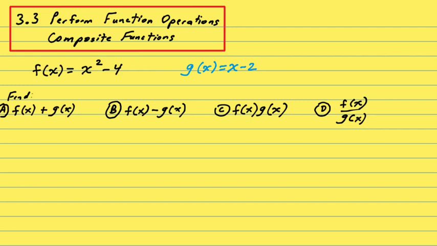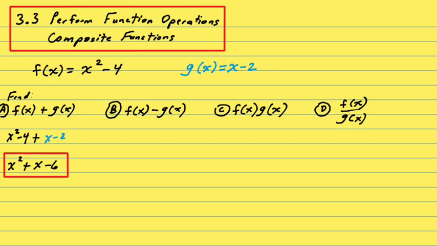So I'm going to write down f of x, which is x squared minus 4, plus my g of x. And what is my g of x? x minus 2. So when I combine like terms, what do I get? I think x squared plus x minus 6. Does that look correct?